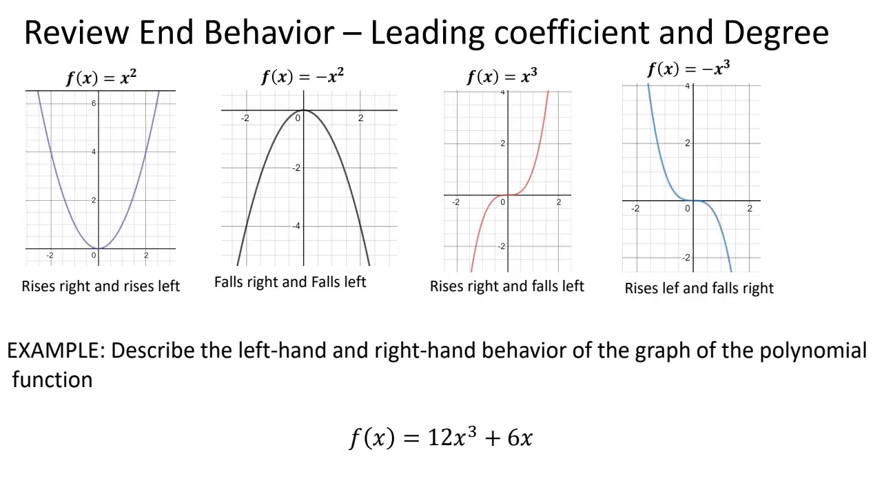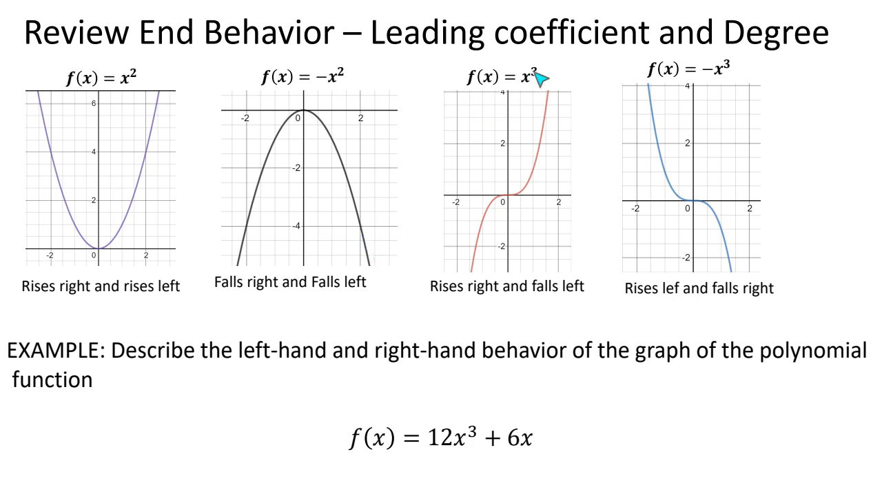Okay, so just a quick review on end behavior. I always like to look at these 4 graphs, because if I know these 4 graphs, then I can find the end behavior of any graph. If it has an even degree with a positive leading coefficient, the graph is going to rise to the right and rise to the left. If it has an even degree with a negative coefficient, then the graph is going to fall to the left and fall to the right.